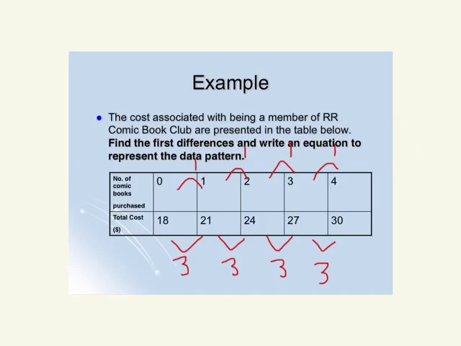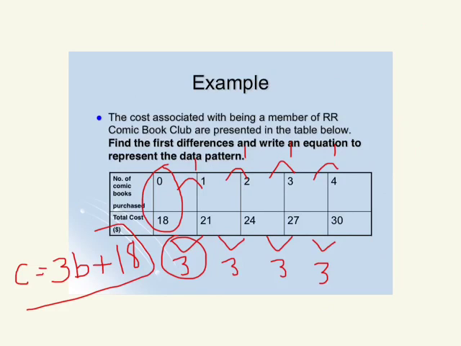So we can use variables that make sense to us. So in this case, the cost, the variable rate, which means the value I'm going to multiply by the variable, so by the number of comic books, so 3b, and then the value of the cost when b is 0 is 18. And there's my equation. So I've represented this by this equation where, again, 18 is your initial fee to join the club, and that's $3 per comic book. So our equation is C is equal to 3B plus 18.